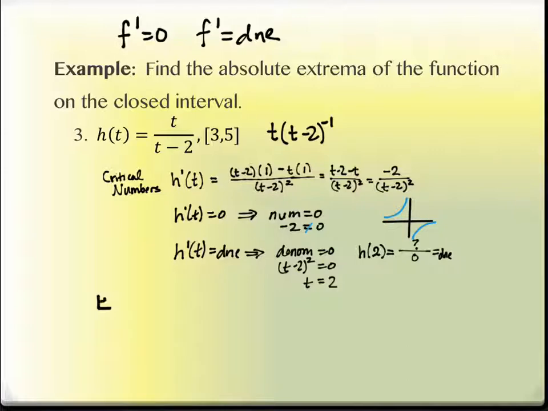Endpoints. Then endpoints. So number 2, and we need to do endpoints. So the two endpoints here are 3 and 5. So I need to find h of 3 and h of 5. If I were to plug in 3, what will I get? It is 3. 3 over 1 is 3. And if I plug in 5, what do I get? 5/3. Okay, so which one's the max? Which one's the min? 3 is the max.